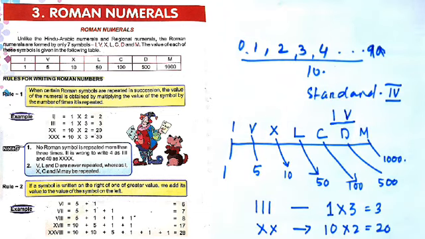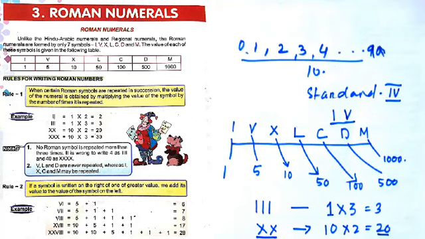Next, I am telling again the first rule: when certain Roman symbols are repeated in succession, one after another, the value of the numeral is obtained by multiplying the value of the symbol by the number of times it is repeated. Value of symbol X is 10, number of X is 2, so the value is 20. Okay. Now see the book example.